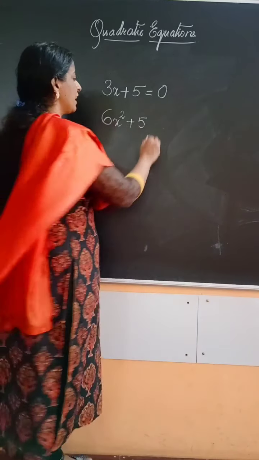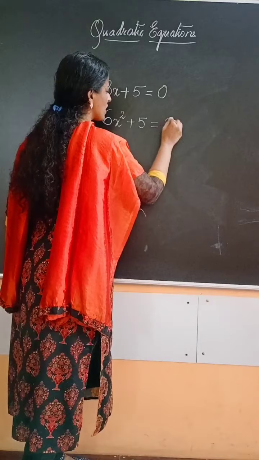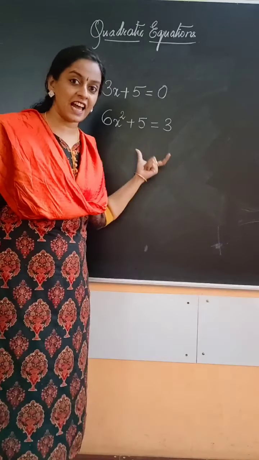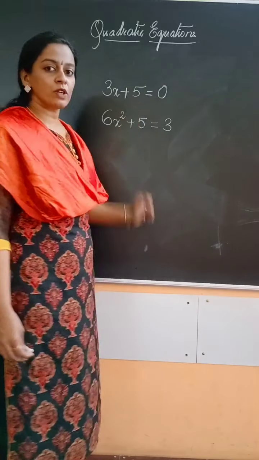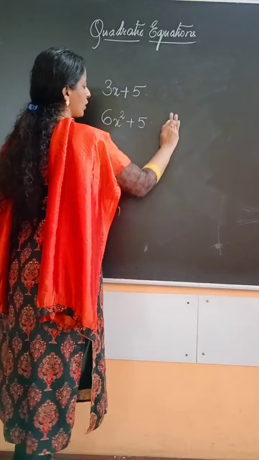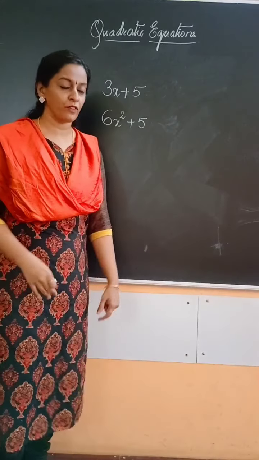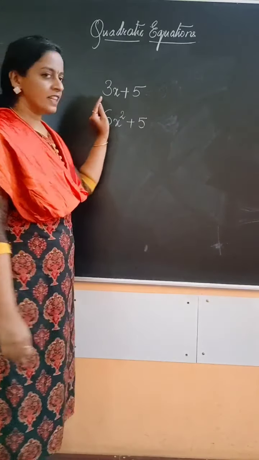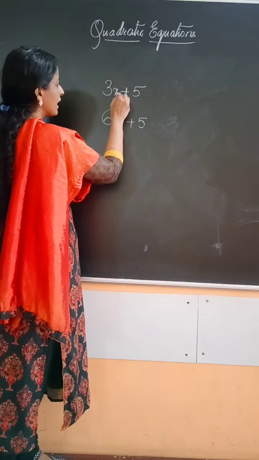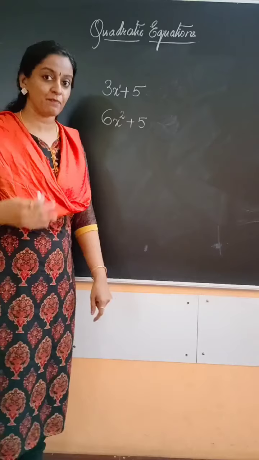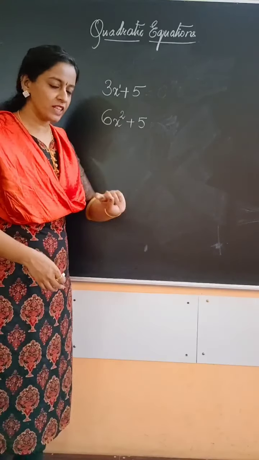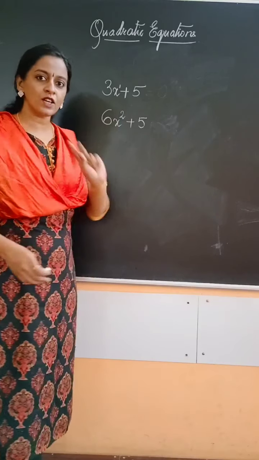So here again, if I put an equal to sign, suppose 3, now this is an equation. Without the equal to sign, it was a polynomial. Now let me consider two polynomials like I took before. Here you can see the degree of the first polynomial, that is the variable's degree, index, power, is 1. Whereas for the second example, the degree is 2.